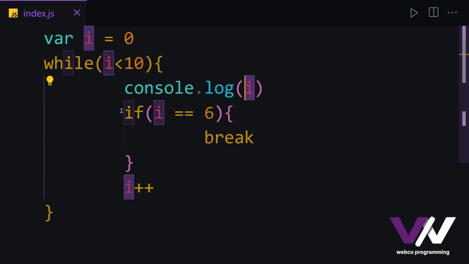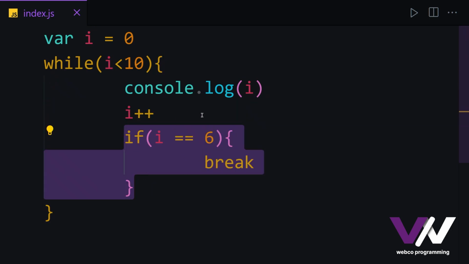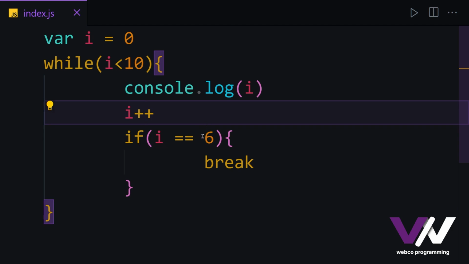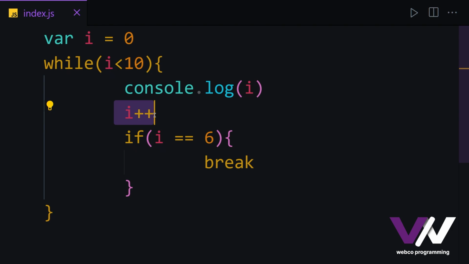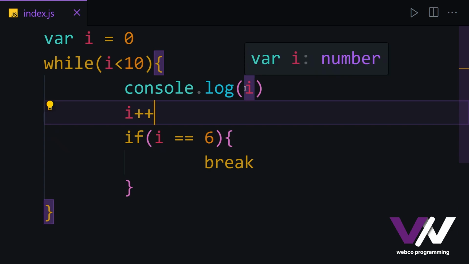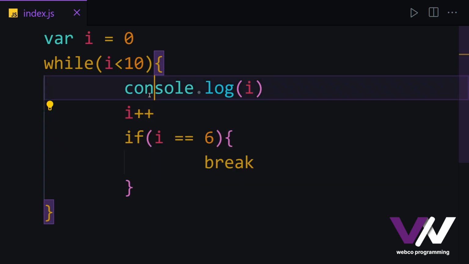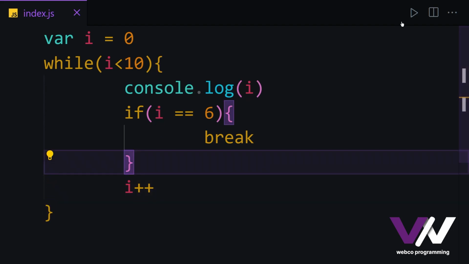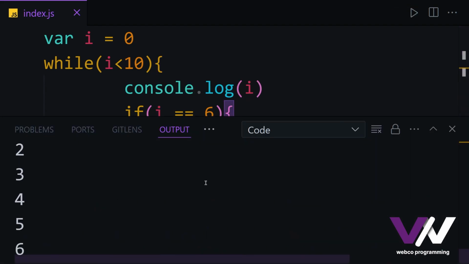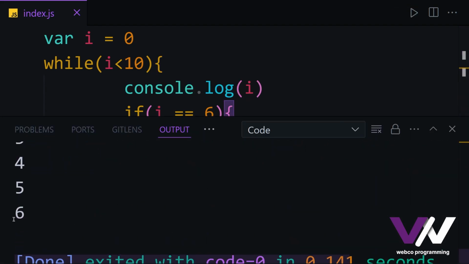But if we have this i++ lower than our if, it's going to print number 6 and then break. Pay attention that in the last situation, when it prints i as 5, this makes our i to be 6, and this condition is going to be true, and we are not going to print number 6 into our console. So if we put this i++ after our if and run our code again, you can see that this time we have number 6 here too.